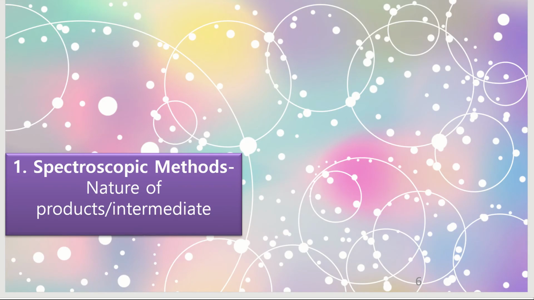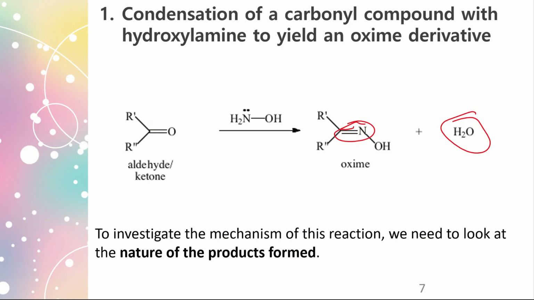So the first one that we look at is the nature of products or intermediates. That is spectroscopic methods. All right, so here we're looking at this reaction, which is the condensation of a carbonyl compound with hydroxylamine to yield an oxime derivative, right?